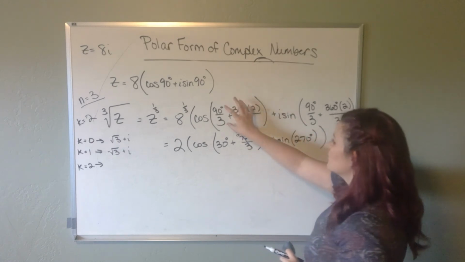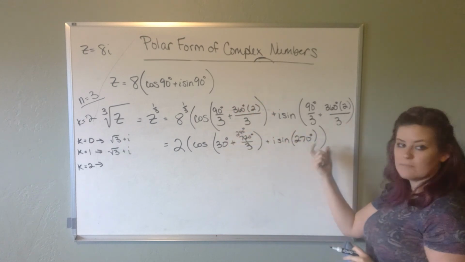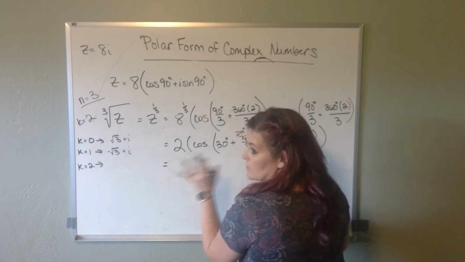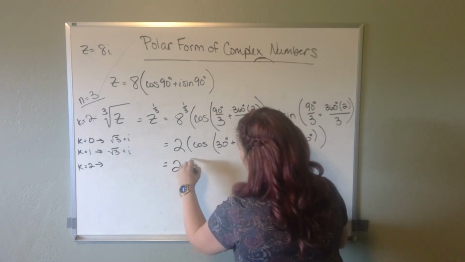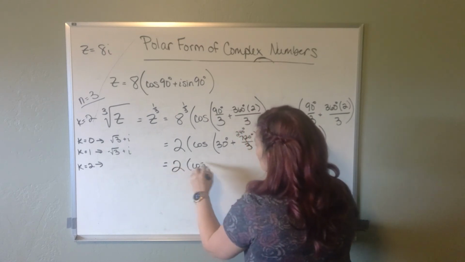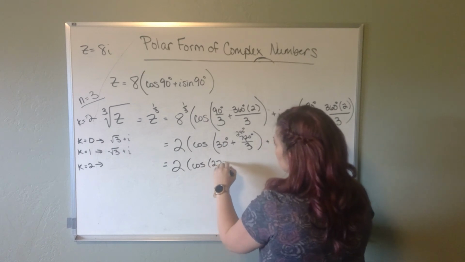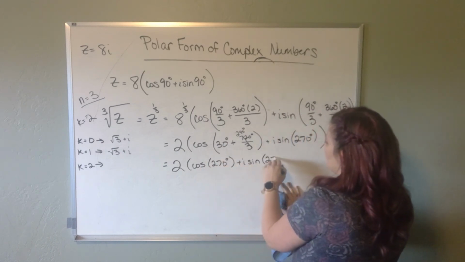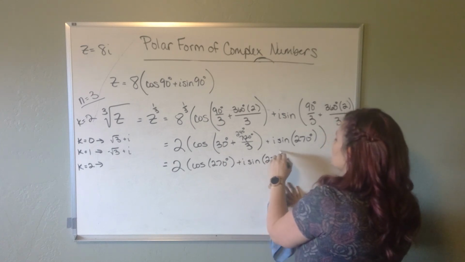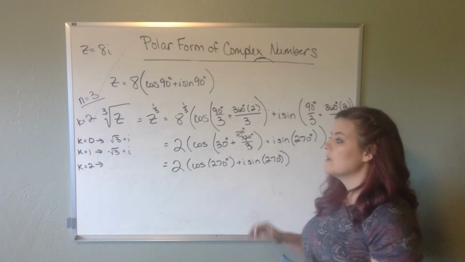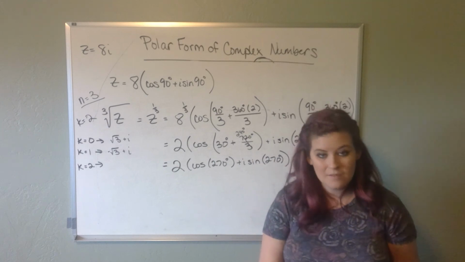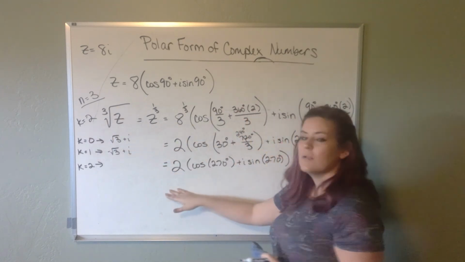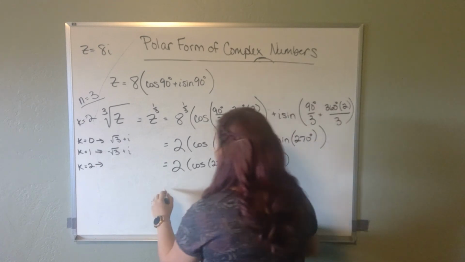So I'm doing the work to find the angle here, and then I'm just copying that angle here. But the work is the same on cosine and sine. So let's simplify that. I get 2 times the cosine of 270 plus I sine 270. So this is the polar form of that third root, the one where k equals 2. Remember to put it in rectangular form, so work it out.